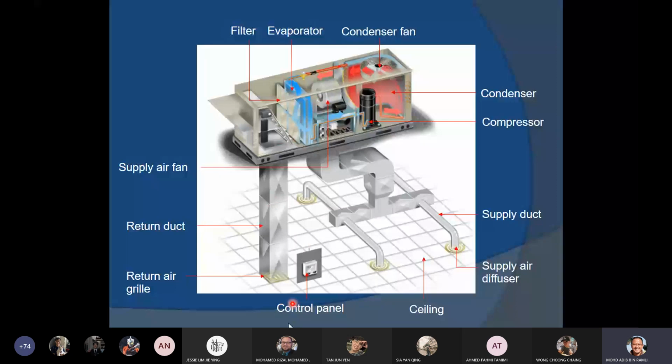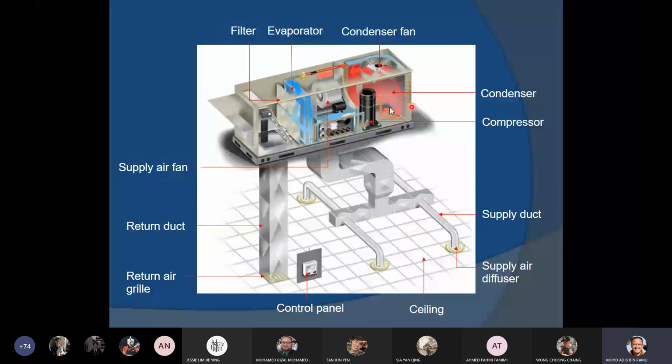Because there's a fan here, some air is pulled through the return air grill and gets into the filter, so it is basically recycled. At the same time, you get fresh air from outside, as well as the recycled air from the room. They get mixed and then filtered and blown over again to the room.